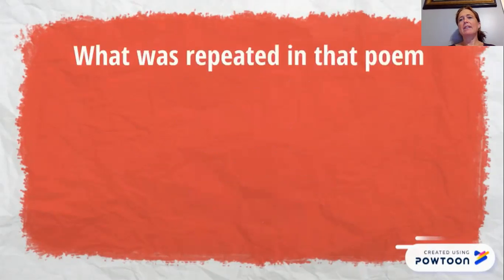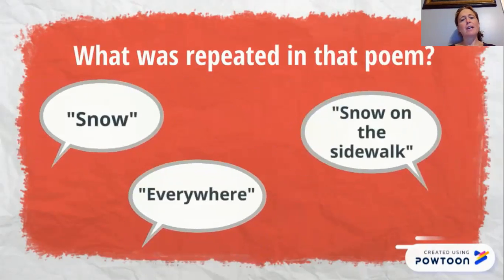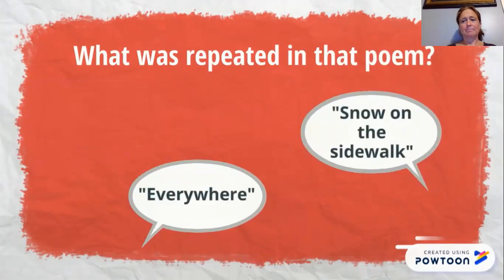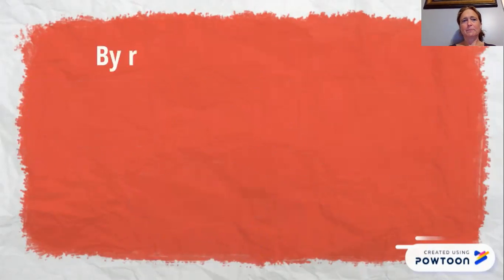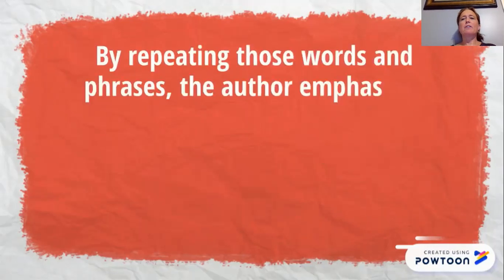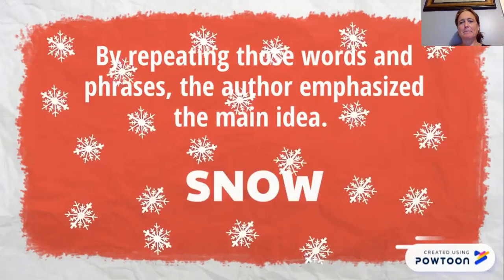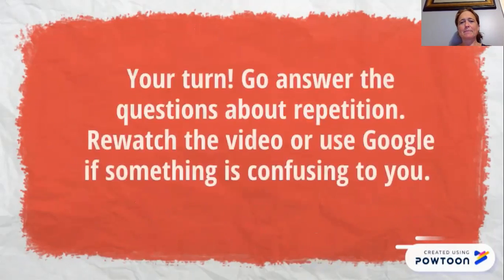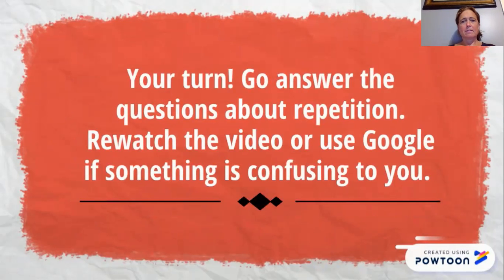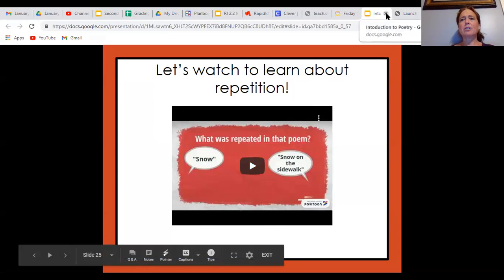What was repeated in that? The word snow, right? And snow on the sidewalk and everywhere. By repeating those words and phrases, the author emphasizes the main idea. All right, so just a quick video about using repetition in your poetry.